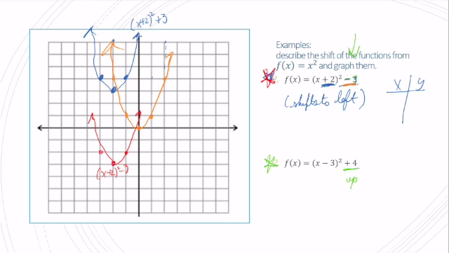So now let's graph another function that shifted up. So this is shifted 4 up and then 3 to the right. So I'm going to take this point and I'm going to go up 4 and then 3 to the right. I'm going to go up 4 and 3 to the right. And here I have the parabola x minus 3 squared plus 4. And friendly reminder that in orange here, this was x squared.